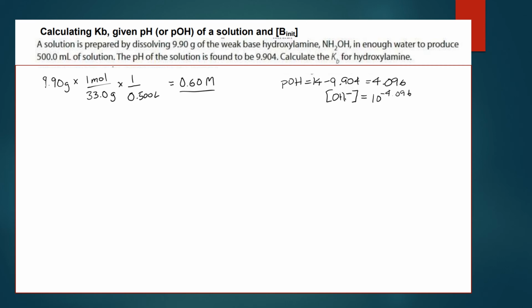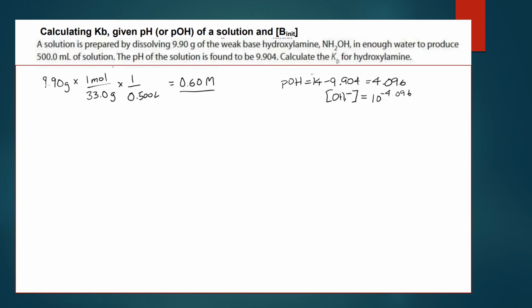Second set of calculations is to get the concentration of hydroxide. So right now, I've been given a pH of a solution. I'm in acid land. So the first thing that I'm going to do is cross that bridge over into base land by taking 14 minus 9.904. So I get a pOH of 4.096.